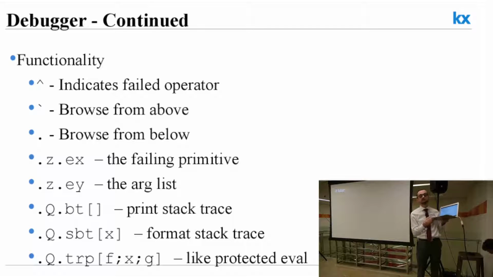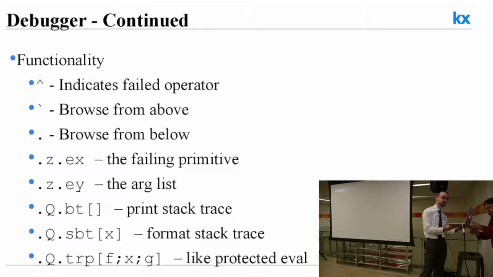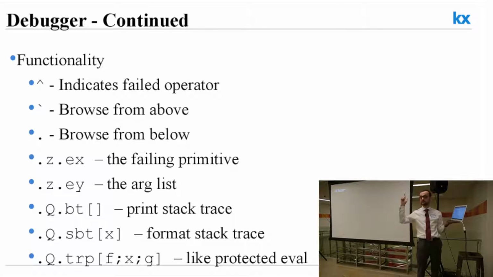The backtick shows to browse from above. So if you're going down the stack, you just use backtick, hit enter, and backtick. Yeah, I don't think it's a power issue. It's actually the projector itself. So, sorry. Dot then goes the other way. It goes down the call stack. So I just use backtick and dot to go up and down the call stack.